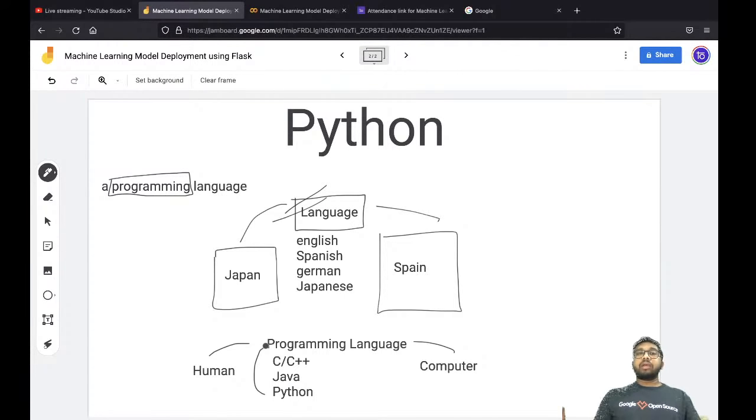So, we are now clear that Python is a programming language. And what do we mean by the term programming, right? Now, we are going to understand why only Python. Why are we learning about Python today? Why is Python so famous?